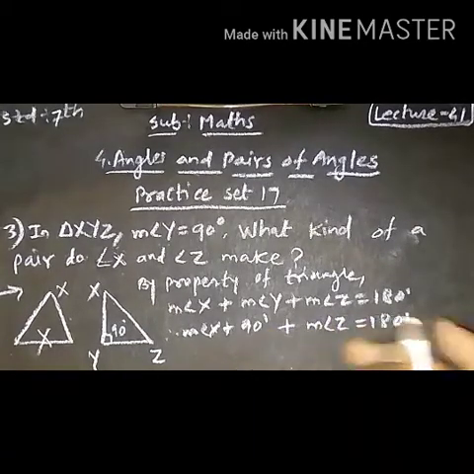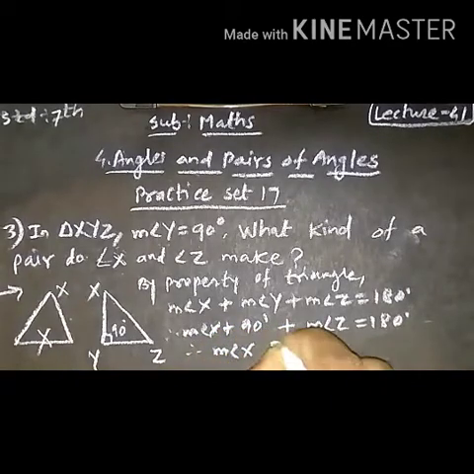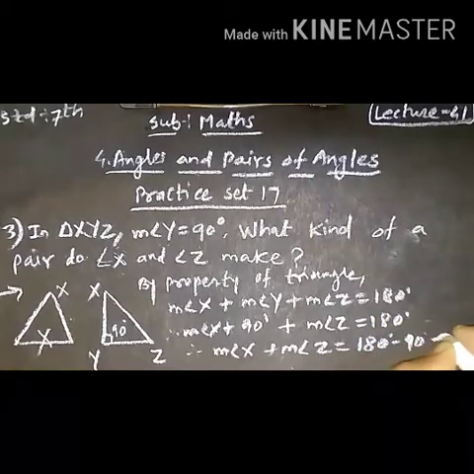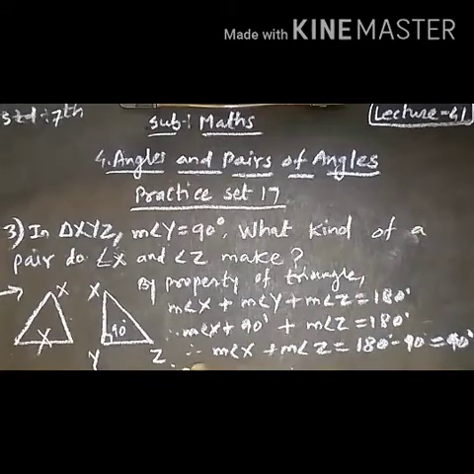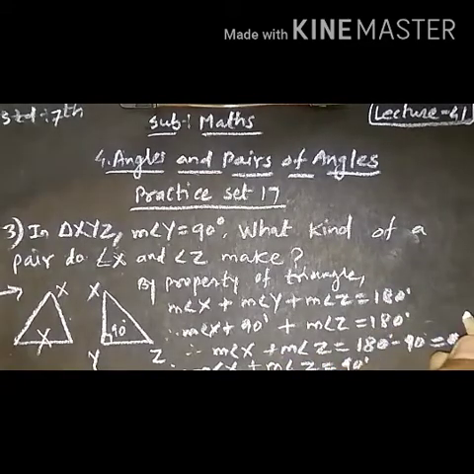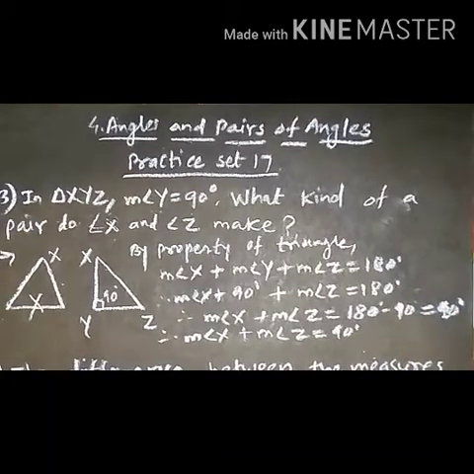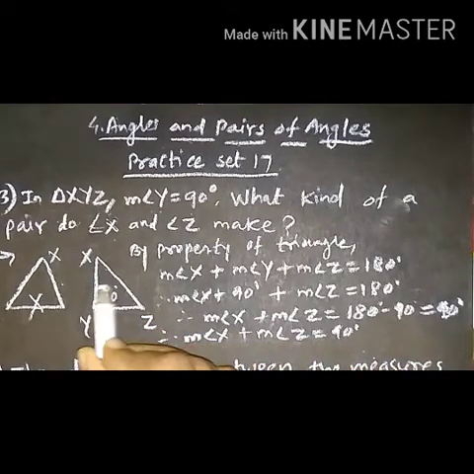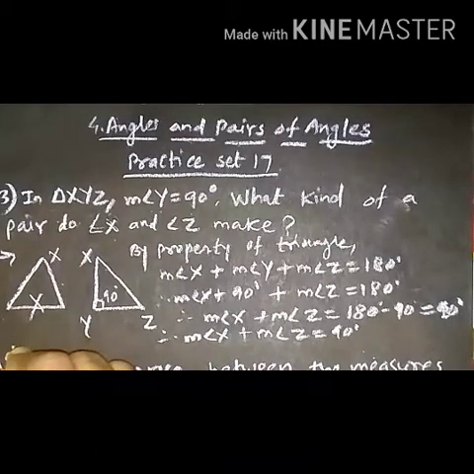Now we can shift this value to the right hand side. Therefore measure of angle X plus measure of angle Z is equal to 180 minus 90, that is 90 degrees. So here we got the addition of angle X and Z is equal to 90 degrees. And therefore by the definition of complementary angles we can say that angle X and angle Z are complementary angles.